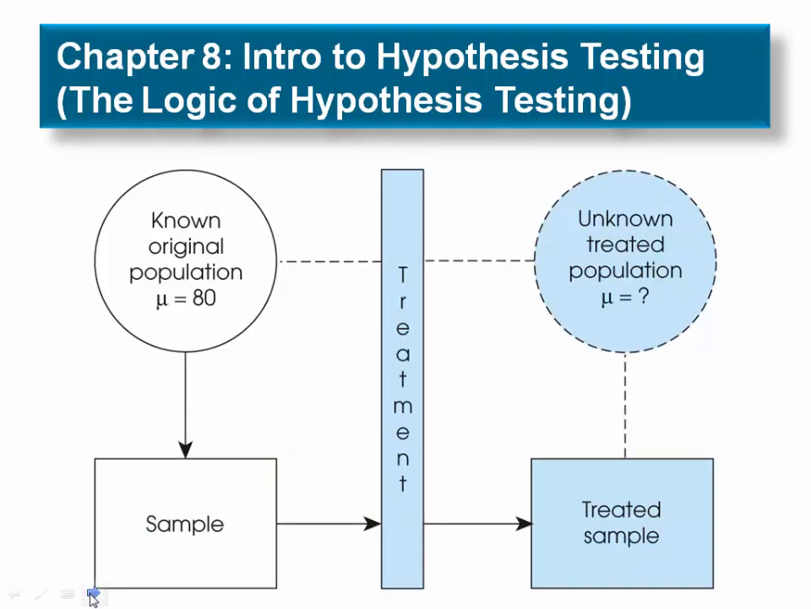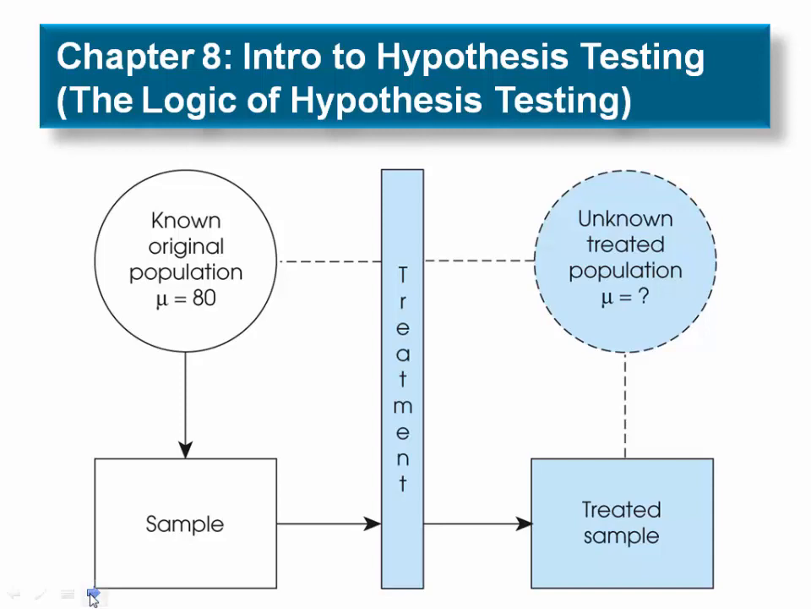This figure 8.2, which is on page 206 in your text, shows the structure of the research study from the point of view of the hypothesis test. The original population before treatment is shown on the left-hand side. The unknown population after treatment is shown on the right-hand side. Note that the unknown population is actually hypothetical. The treatment is never administered to the entire population. Instead, we are asking, what if the treatment were administered to the entire population?